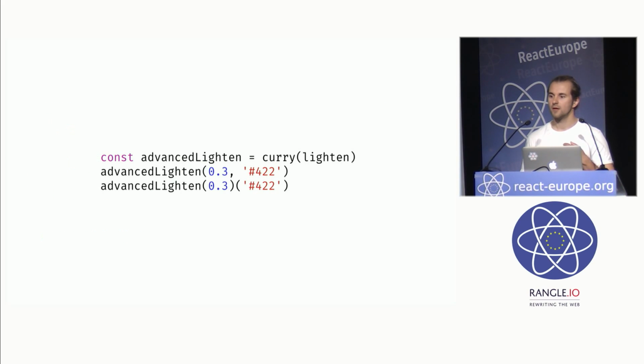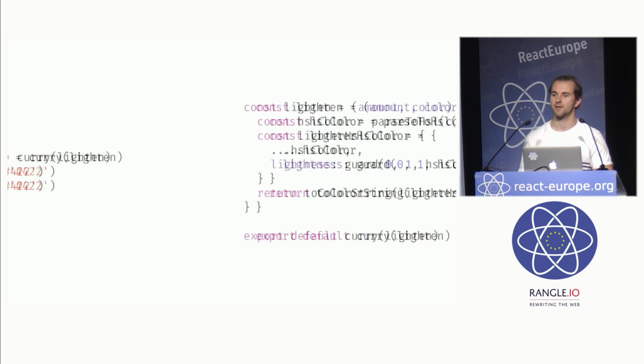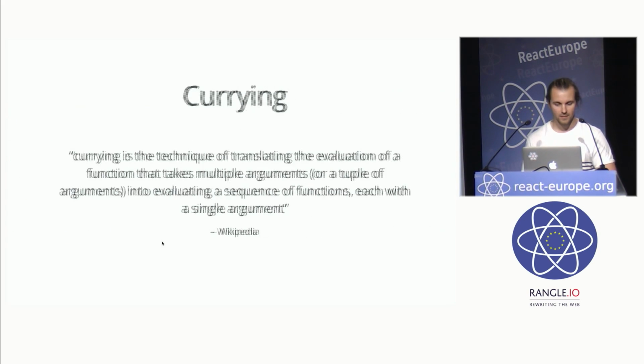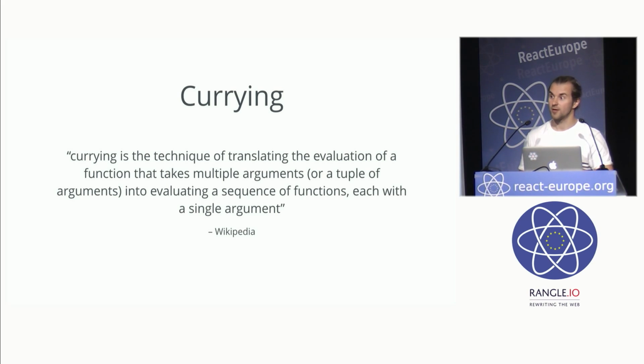Cool. And because we didn't want the users to have to do that by themselves, we actually built it into the library. So we have, for example, now all the color functions. This is lighten, and then what we actually return is the curried version of lighten, because it accepts both signatures. Cool. So now you learned about currying.